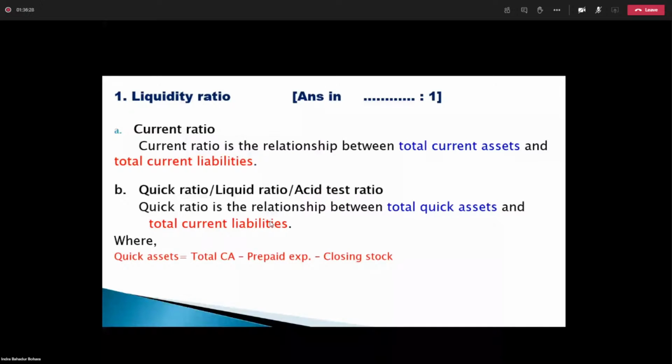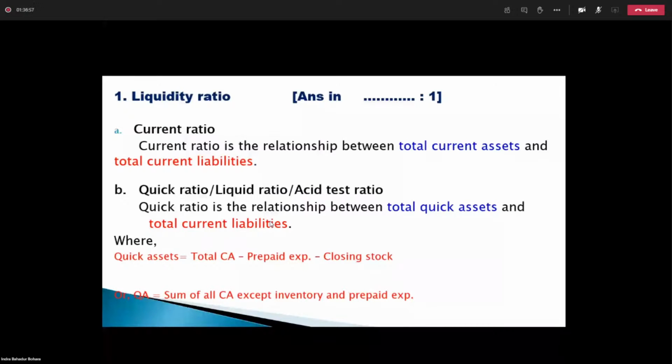Therefore, total current assets include all these: cash, bank balance, receivables, accrued incomes, stock, prepaid, everything. And when you have already calculated total current assets, when you deduct the prepaid and closing stock from total current assets, the remaining current assets are quick assets and they can be converted quickly into cash. So they are called liquid assets too.